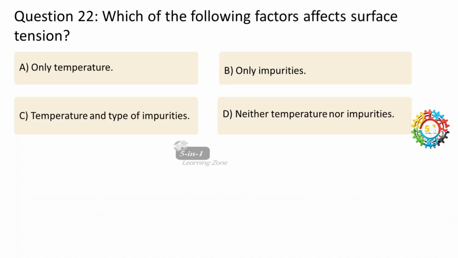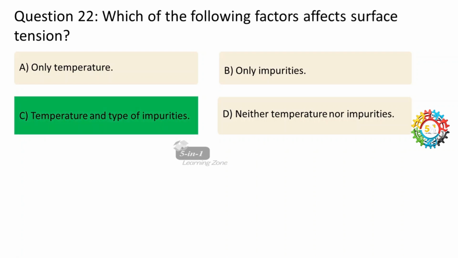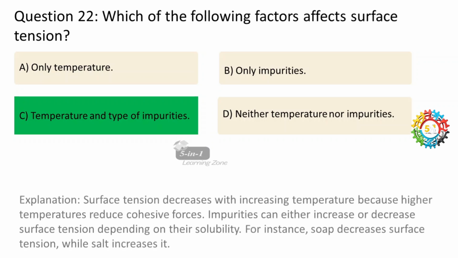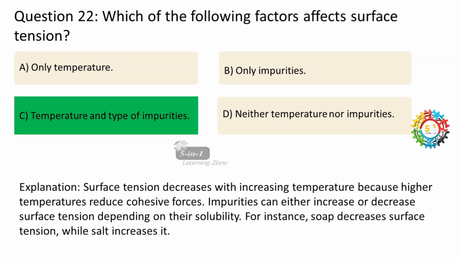22. Which of the following factors affects surface tension? Answer: C. Temperature and type of impurities. Explanation: surface tension decreases with increasing temperature because higher temperatures reduce cohesive forces. Impurities can either increase or decrease surface tension depending on their solubility. For instance, soap decreases surface tension, while salt increases it.